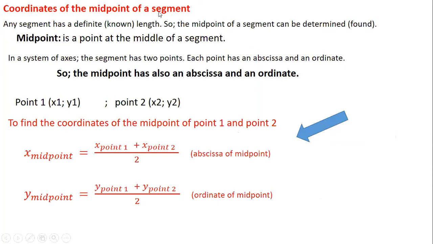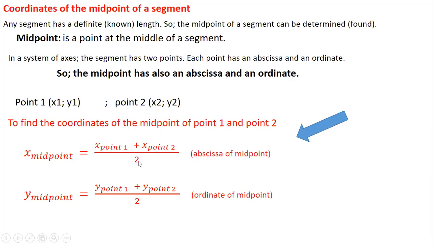If I have a segment in a system of axes, I can have a midpoint of this segment. Since the segment has a starting point and an ending point, the starting point has coordinates, the ending point has coordinates, then the midpoint will have coordinates. So how can we find the coordinates of the midpoint of a segment? It's very simple. The abscissa of the midpoint is equal to the abscissa of the first point plus the abscissa of the second point divided by 2.